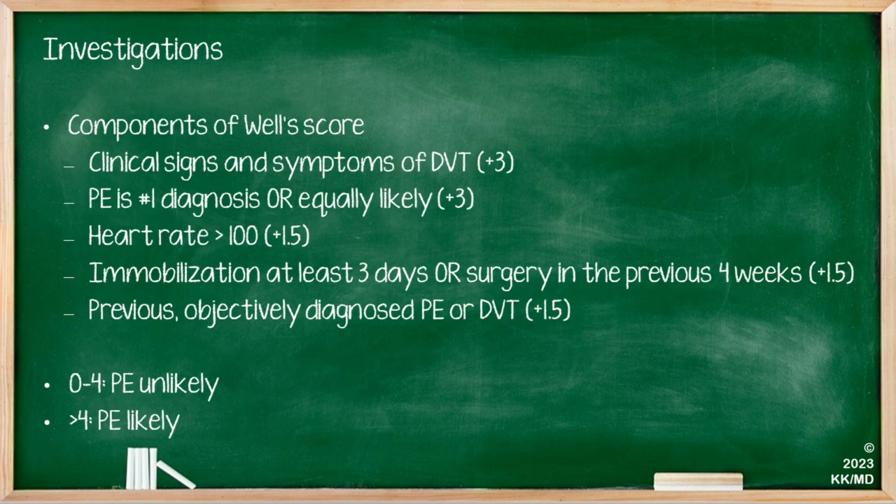So these are the components of the Wells score. They include clinical signs and symptoms of a DVT, the likelihood that PE is the number one diagnosis or equally likely, and both of those give you 3 points. And the other factors are a heart rate greater than 100, immobilization of at least 3 days or surgery in the previous 4 weeks, and previous objectively diagnosed PE or DVT, and each of those last 3 factors give you 1.5 points. If the score is 0 to 4, a PE is considered unlikely, and if the score is more than 4, a PE is considered likely.